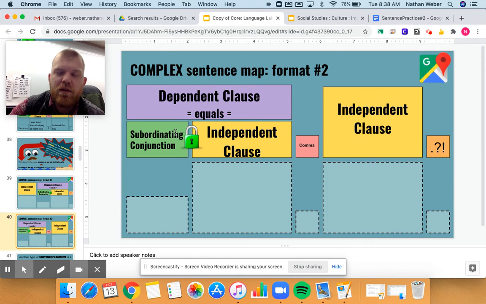Again, I do the same thing. Go back and pause the previous one if you need to, but make a sentence map with this format number 2. Your subordinating conjunction coming first, followed by your independent clause that needs the subordinating conjunction to make it an independent clause, and then a comma, and then an independent clause with your period at the end.